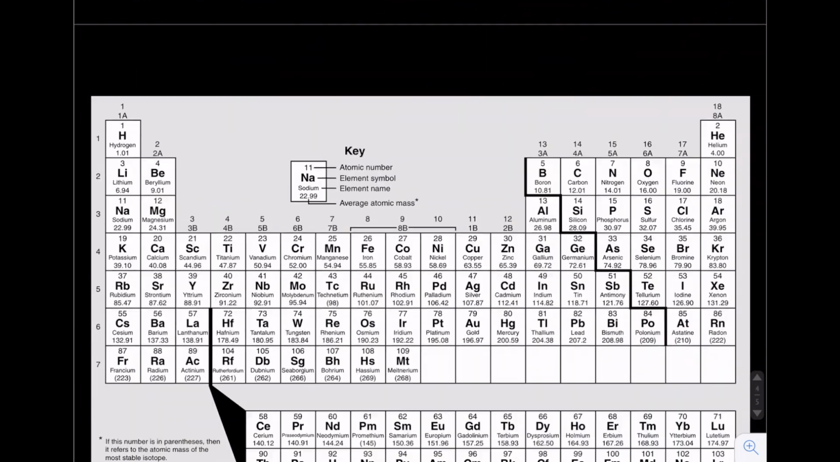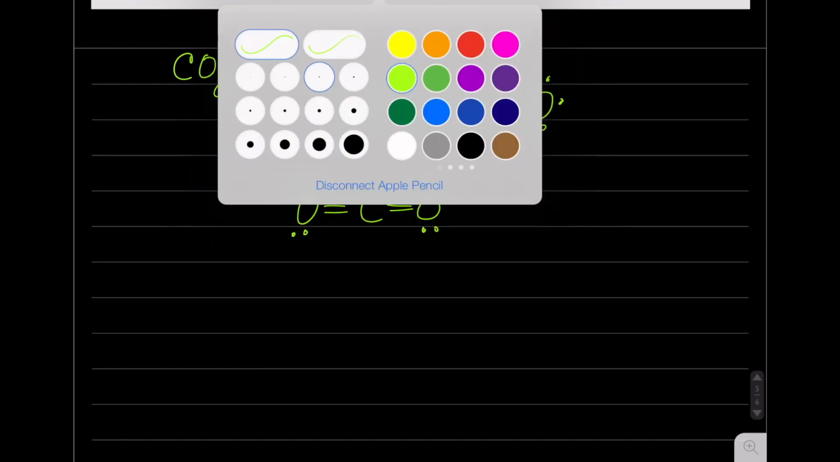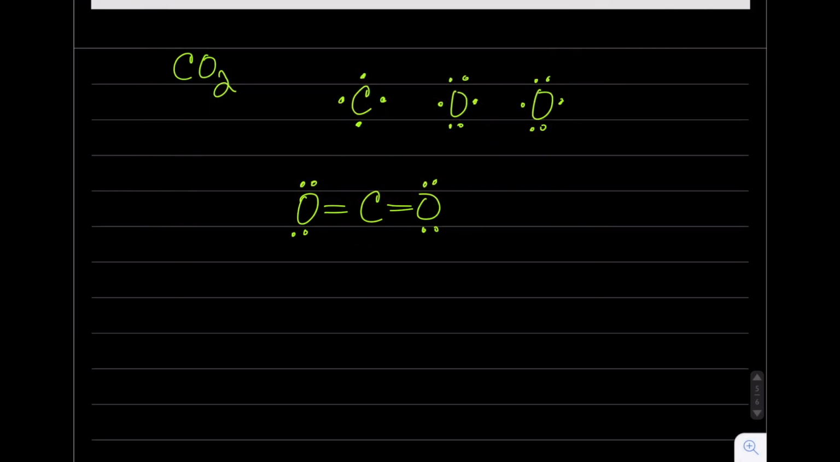All right, let's try a couple problems. We'll start with CO2, or carbon dioxide. So carbon has 4 valence electrons. Oxygen has 6. And when we draw the Lewis dot structure, we'll end up with something like this.